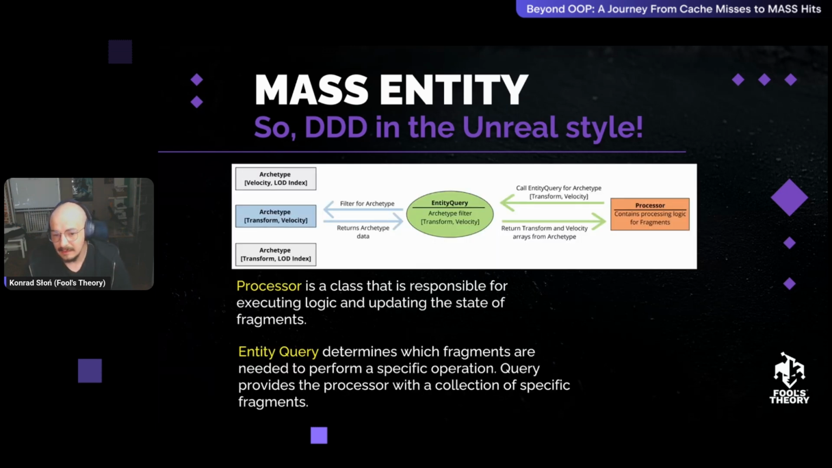Okay, and how do we process? What we have defined now is the data we operate on, but how we operate on that data is the question. To do that, we use something called a processor. A processor is a single class that is responsible for executing logic and updating the state of the fragments. In this approach, your data is in one place and your logic is in another place. They are not connected.